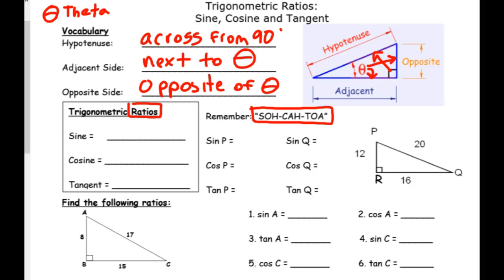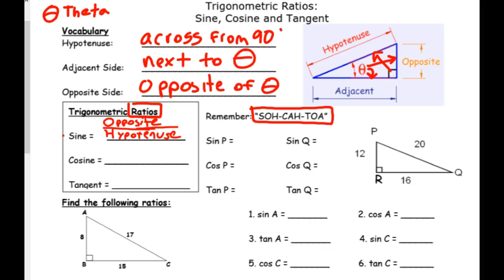So here we go. Sine is a fraction, O over H. S-O-H, right? Which means opposite over hypotenuse. So whatever those numbers are for the opposite and the hypotenuse, if you make them a fraction, that's sine.